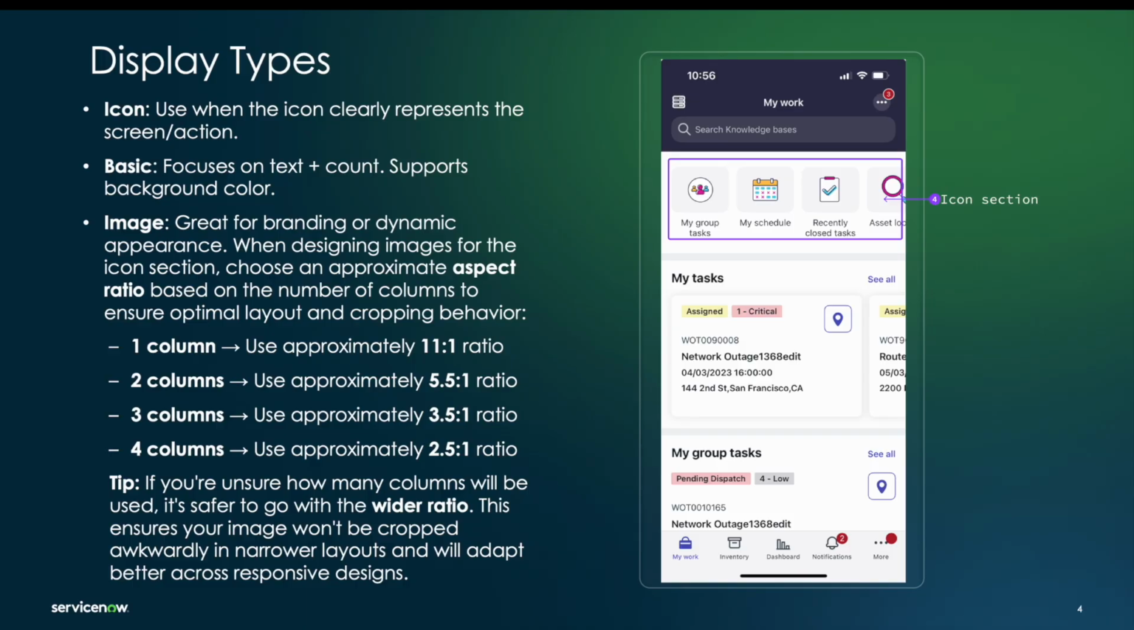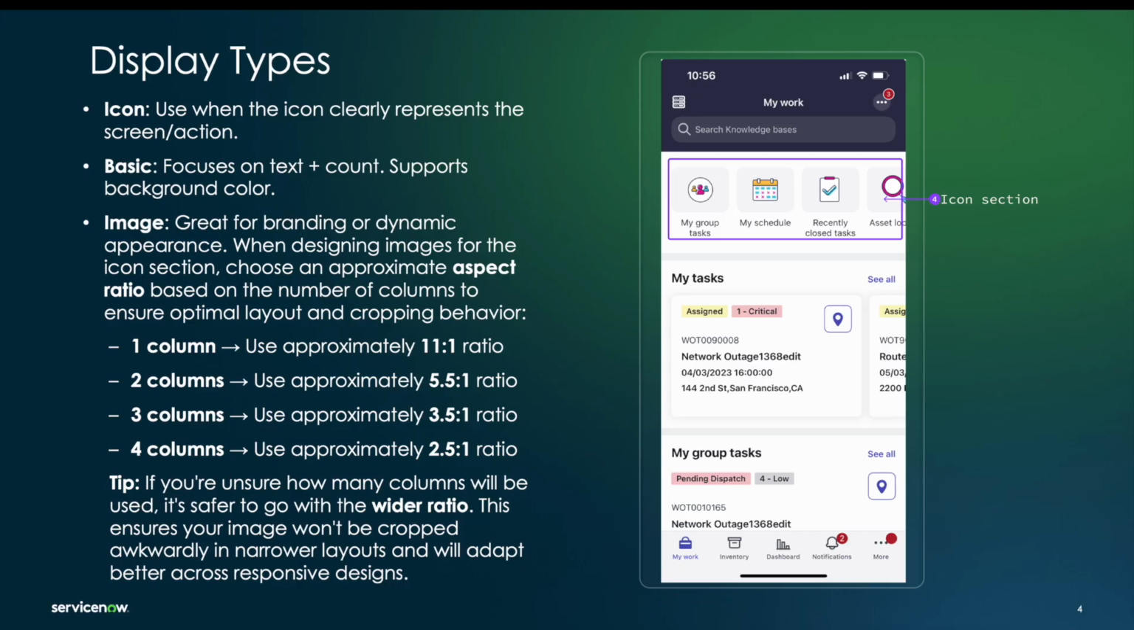Now, let's take a closer look at how to choose the right display type. When creating an icon section, choosing the right display type is key to a great user experience. Use icon when the symbol clearly represents the screen or action. It's simple and intuitive. Choose basic when you want to focus on text and count values. It's clean and supports background colors to add visual contrast or emphasis. Go with image for a more dynamic or branded look. Images can help bring personality to your app and highlight key areas.